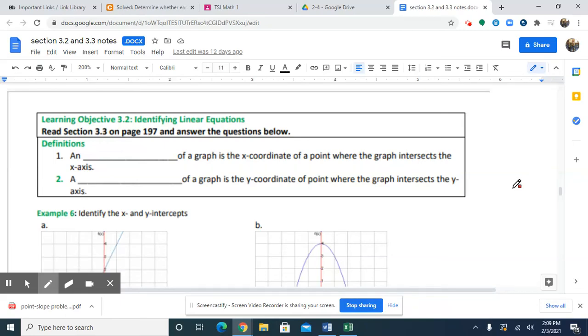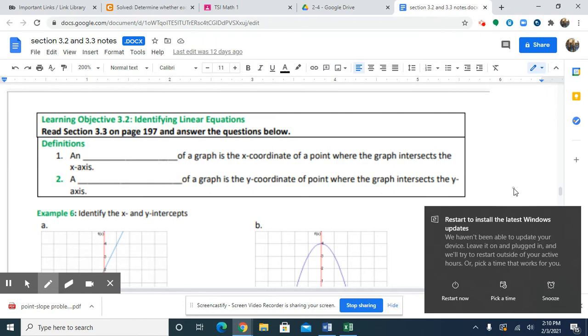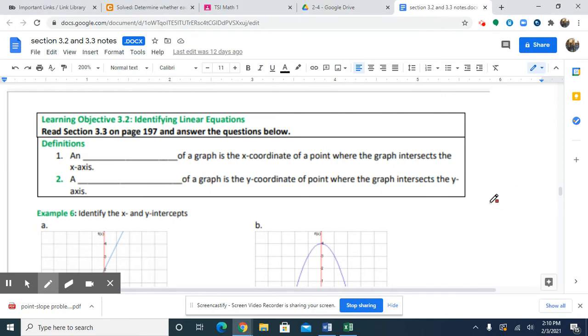All right, so going into the second part of these notes that we started last week, we're looking at identifying key characteristics of lines. So the first of these things is looking at the x and the y-intercept. So the first definition asks us, a blank of a graph is the x-coordinate of a point where the graph intersects the x-axis. We would call that the x-intercept.